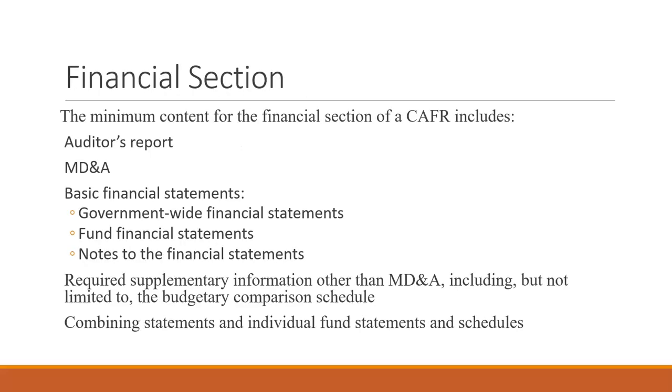Then we're going to have our financial section, which has our auditor's report. That's going to be covered in Chapter 11, where we're going to talk about the auditor's report, the MD&A, the management statement, any required supplementary information, our budgetary comparison schedule, so remembering that we need to include the budget to actual statements in there, and any other financial statements that are required.